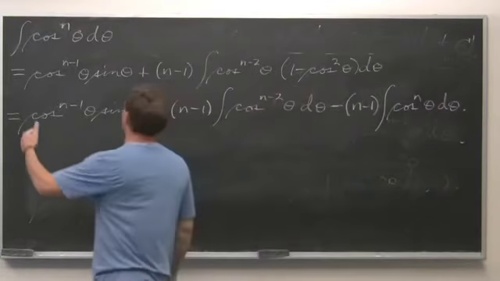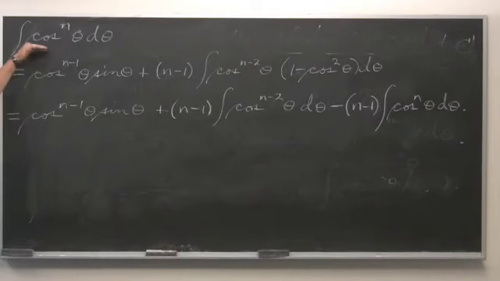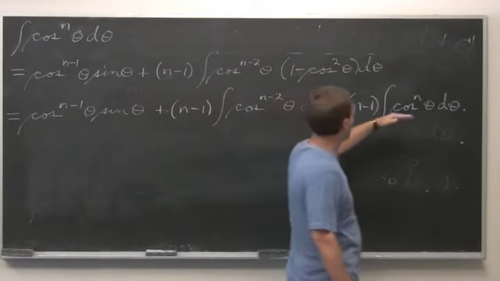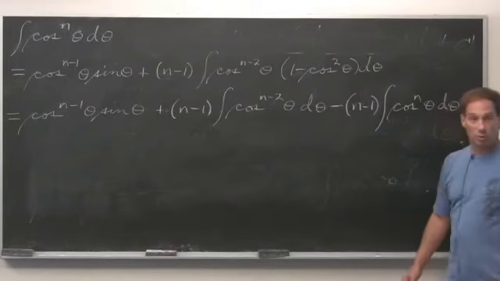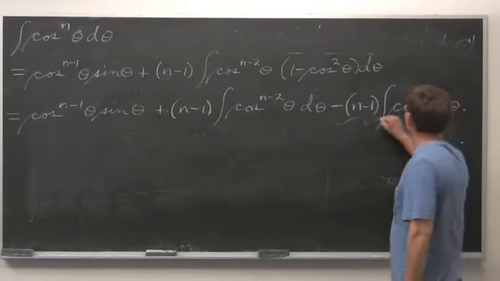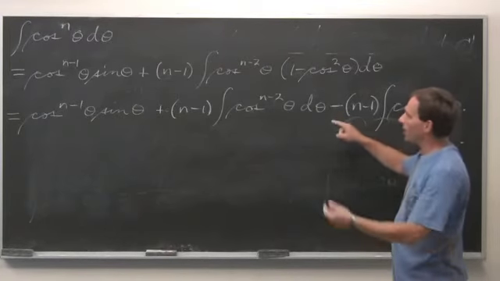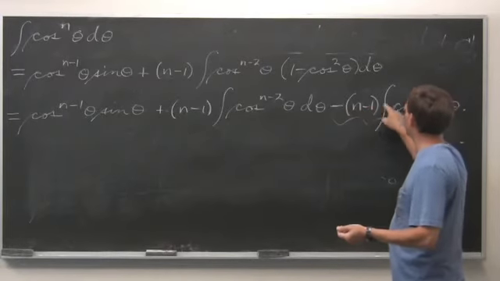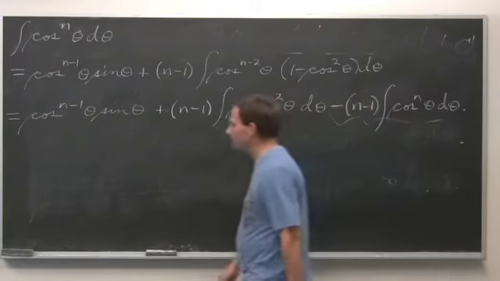So what do we get? We get the integral of cosine of theta to the n d theta is this part plus this part minus n minus 1 times what we started with. So we add this back to the beginning. We add 1 times the integral to n minus 1 times the integral. You end up with n times the integral.